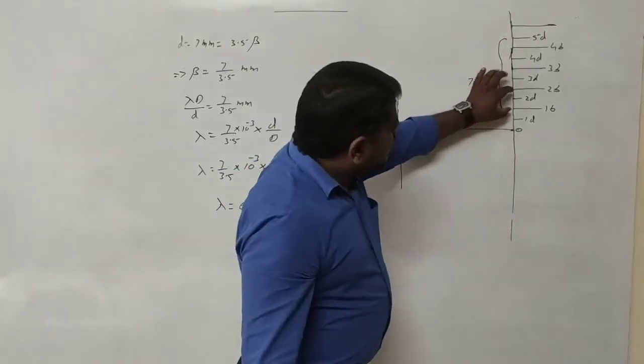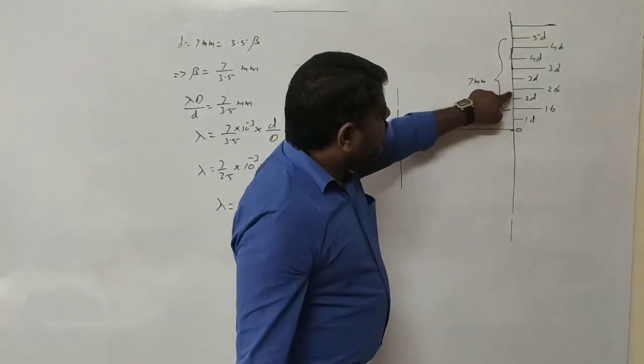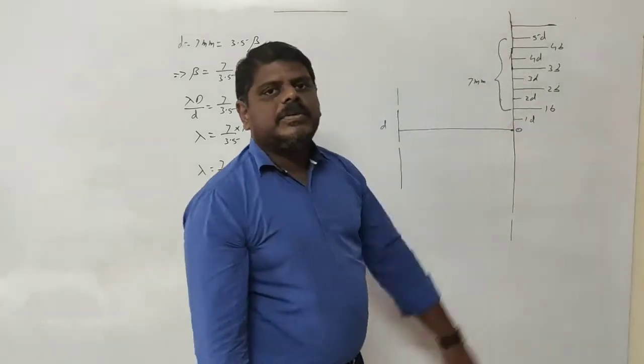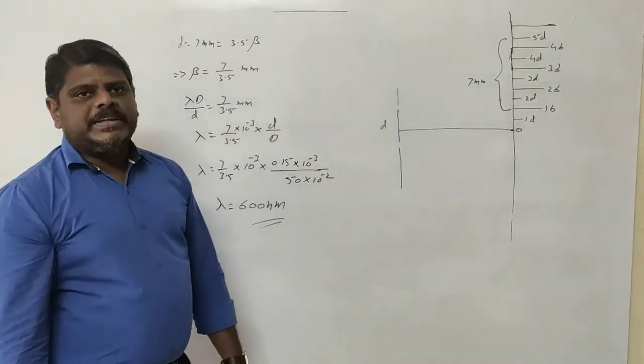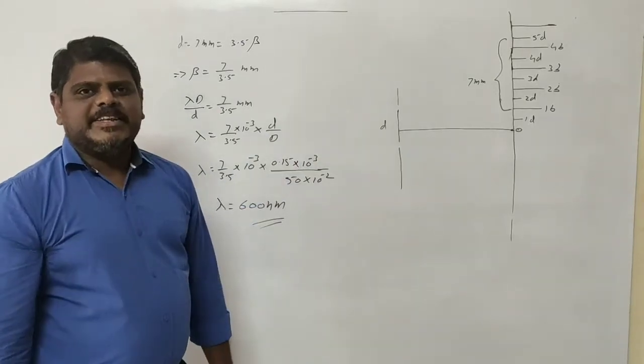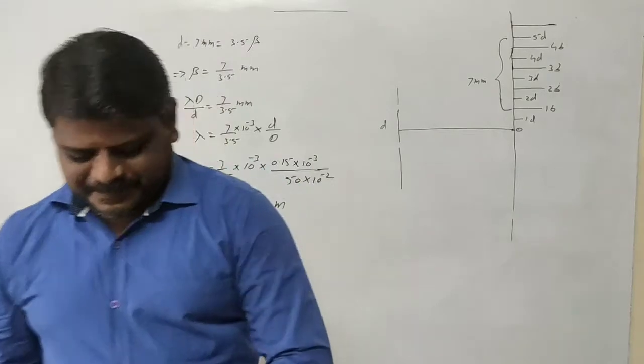How many fringes are obtained here? 3.5. From bright band to bright band is 1 fringe width, the next bright band 2 fringe widths, 3 fringe widths and a half. That's why we take 3.5 fringes here. This problem is very important. Concentrate on this problem. Go for the next problem.